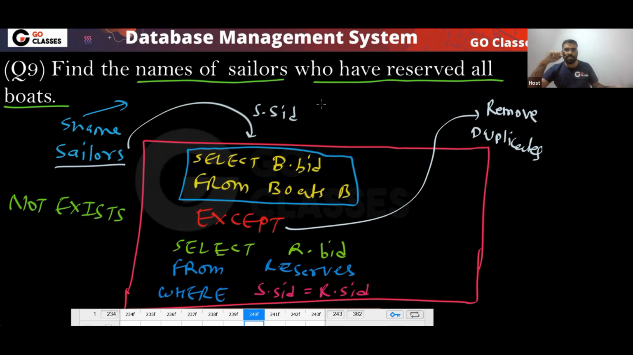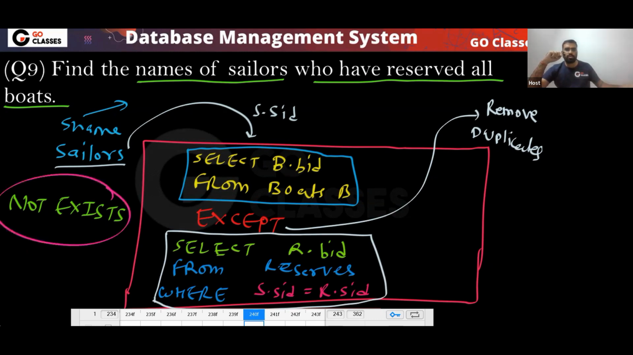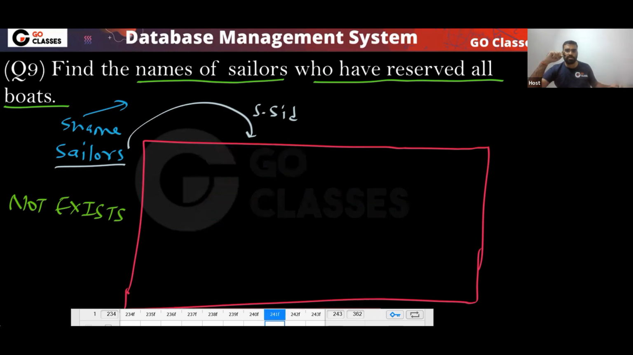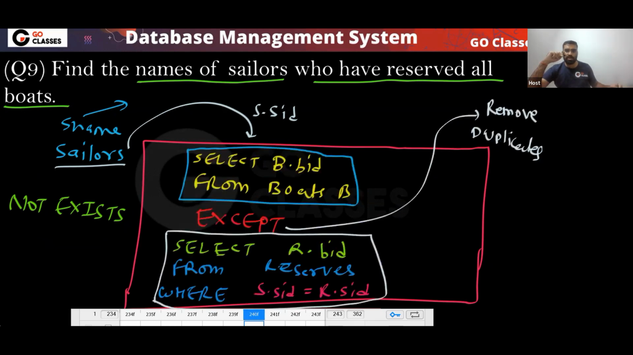See, I have explained this complete query in a very step by step manner. Please tell me, do you have any doubt? So those BIDs you can find which are reserved by SID, and you can remove them from all, and basically it should not exist. There should be no such row. So this is your query.